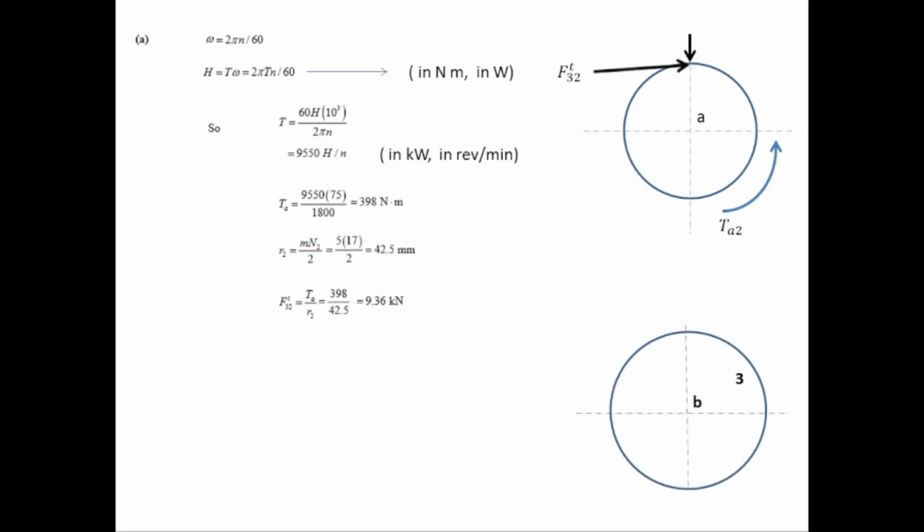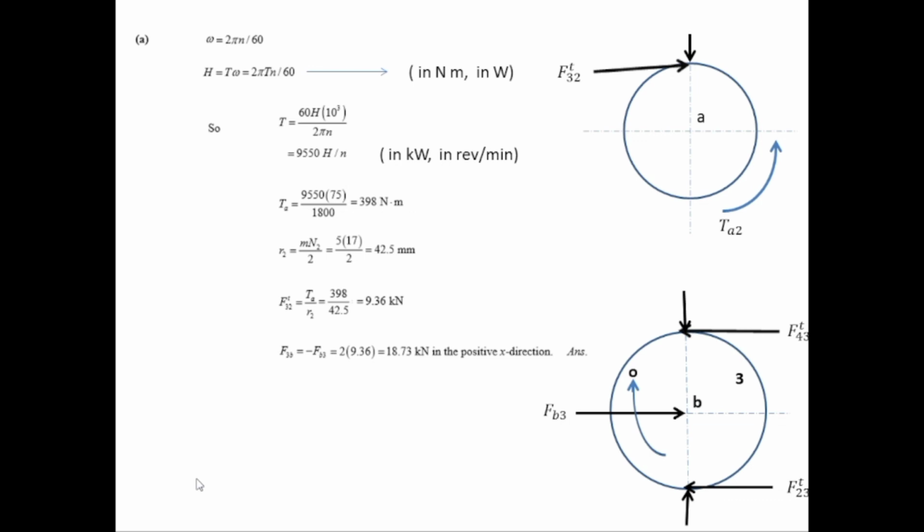Now let's draw the free body diagram of gear 3. Now drawing the rectangular components F23T and F43T. Similarly the shaft reactions FB3 or F3B. FB3 is equal to minus F3B, which is equal to the sum of F23T plus F43T. F23T is equal to F43T, so FB3 is equal to 2 times F23T. So putting the value of F23T, that is 9.36 multiplied by 2, we will get 18.73.